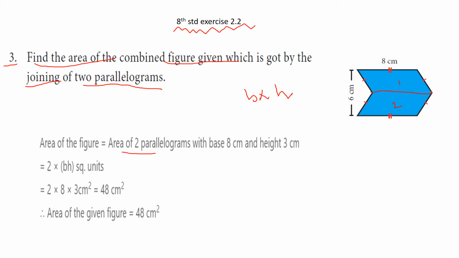With base 8 centimeter, and the whole height is 6 centimeter, meaning each parallelogram has 3 centimeter, so height is 3 centimeter. So 2 into B into H, that is the formula. Here two parallelograms, that's why we put 2 into B into H. B is 8 and H is 3. So 2 into 8 is 16, 16 3s are 48 centimeter square. Therefore the area of the given figure is 48 centimeter square.